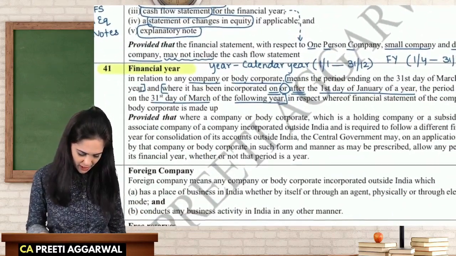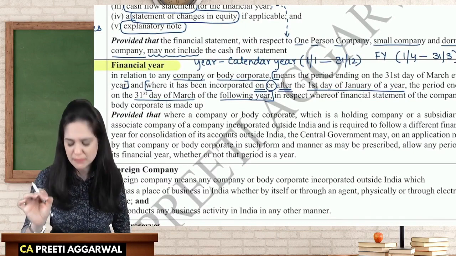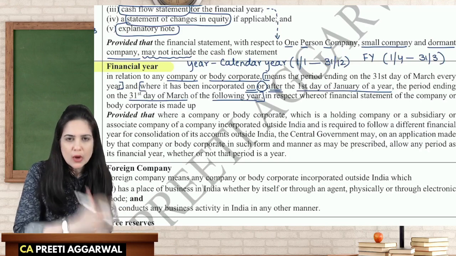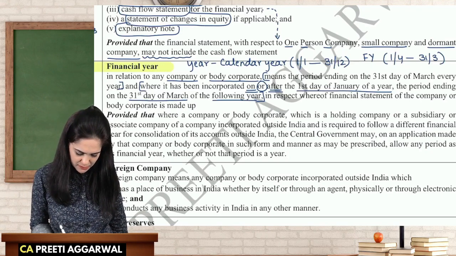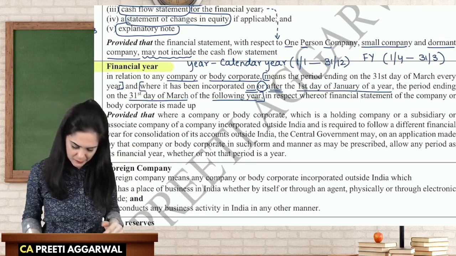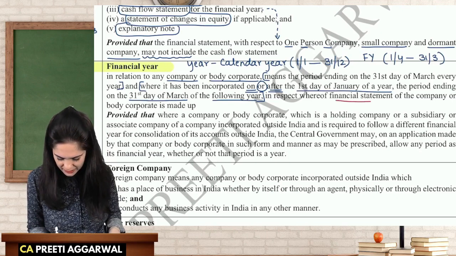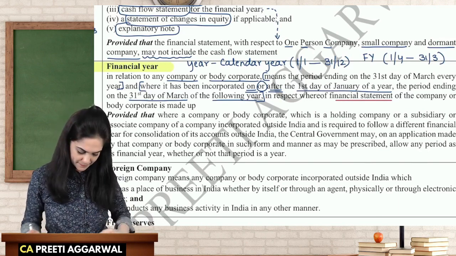In relation to any company or a body corporate, financial year means the period ending on 31st March of every year, and where the company is incorporated either on or after 1st of January of the year, the period ending on 31st March of the following year, in respect of which the financial statements of the company or body corporate is made up. So it depends on the period for which the financial statement is made. That will be your financial year.